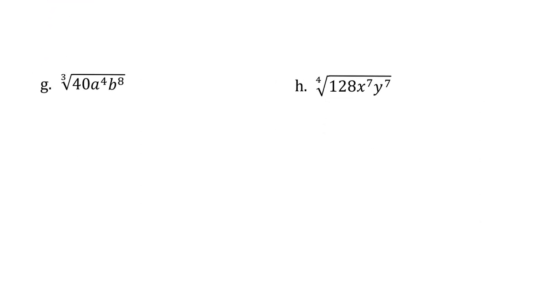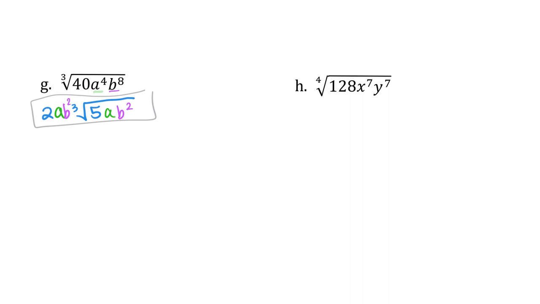Okay, a couple more. What is that, 8 times 5? Okay, what is 40? 8 times 5, the third root of 8 is 2. Okay, for a to the fourth, that's a to the third times a, so I can take out an a, but I'm stuck with an a. Okay, how about b to the eighth? B to the third, b to the third, I can take out b squared, but then I'm stuck with a b squared.